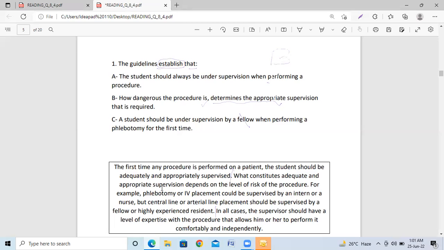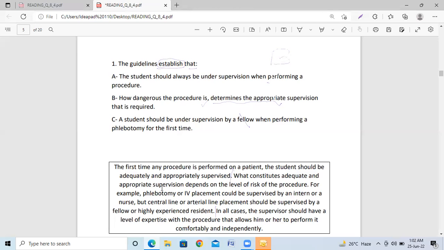Okay. Now, but whenever you see the word but or whatever or however, such linkers are very important. You should know that important information is coming, so you should be very careful. Okay. But central line or arterial line placement should be supervised by a fellow or a highly experienced resident. Now, it is very important.